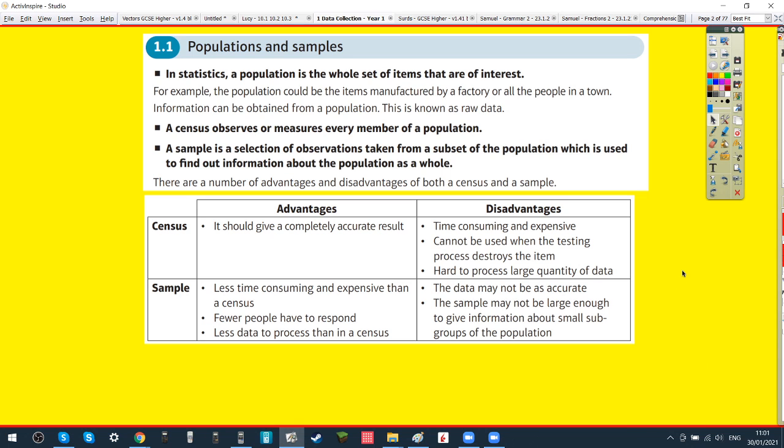Okay. Let's see. So it starts off a bit strange, like it's not your usual question and answer stuff. It just explains lots of stuff first.